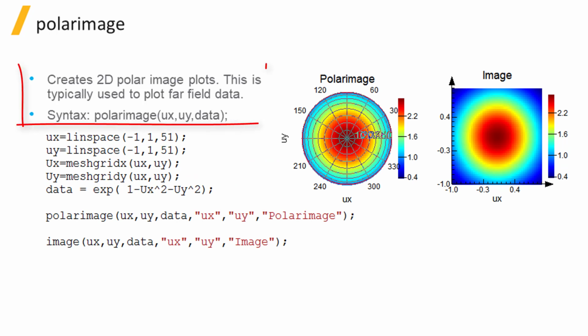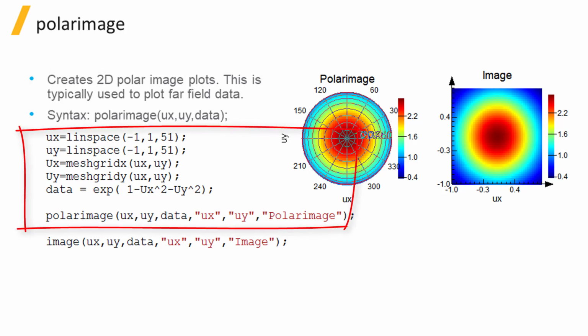PolarImage creates 2D polar image plots. This is typically used to plot far-field data. It takes at least 3 arguments, ux, uy, and data. Unlike the image command, the first 2 arguments should be a vector that can go from -1 to +1. When used with far-field projection commands, ux and uy are associated with the direction cosine of the far field, hence the limitations on the values they can accept.